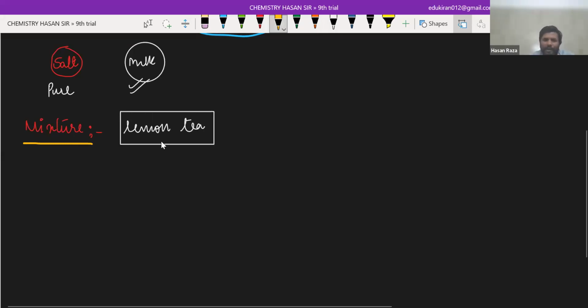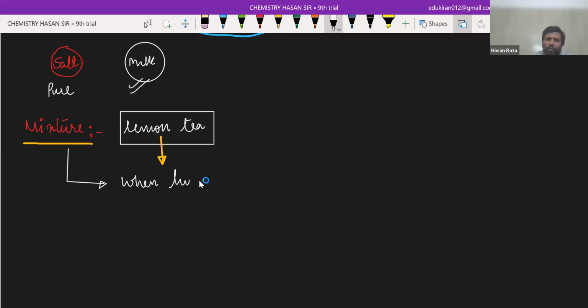So basically, in this lemon tea, some of us want more lemon, and some want less lemon. The amount of lemon varies. Are you getting my point? So all I want to say is that in a mixture, when two or more, just wait a minute.